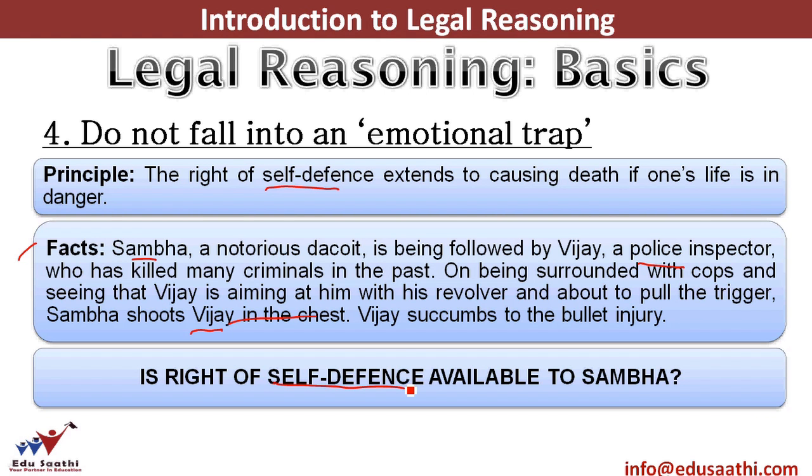In this case, Samba will not be liable for the murder, because he can take the defense of self-defense. His life was in danger, because he knew Vijay is popular for killing criminals and he was aiming at him. So it was pretty clear to him that he might kill him. He will kill him actually. So in this case, Samba has the right to self-defense against the killing of Vijay.